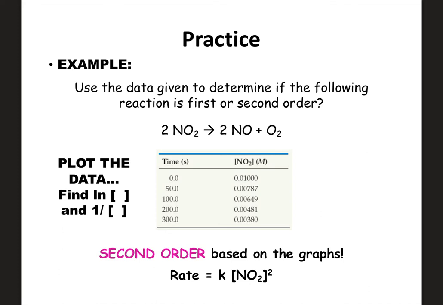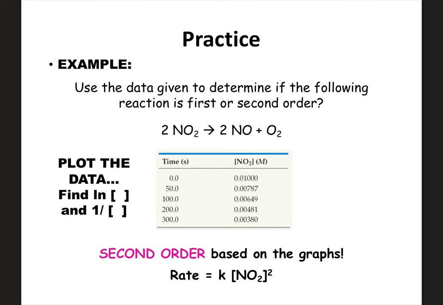And when you do plot this, the graph that ends up being straight is the second order graph, the 1 over concentration versus time graph. So this reaction must be second order. There's only one reactant, so it would be rate equals k times the concentration of NO2 squared here. Okay, so I just want you to be aware of this.